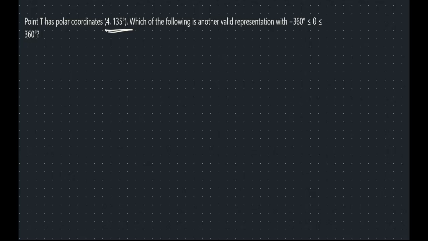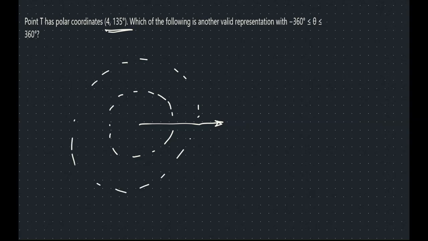So let's try to find other polar coordinates. And let's draw, I think, a good polar system here. So we'll start with the polar axis, and we have the first circle and the second circle, and each one has an increment of 2. This is 2 and this is 4. Let's draw this 4 and 135.